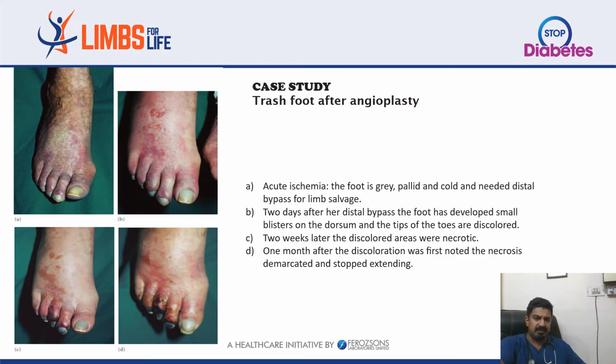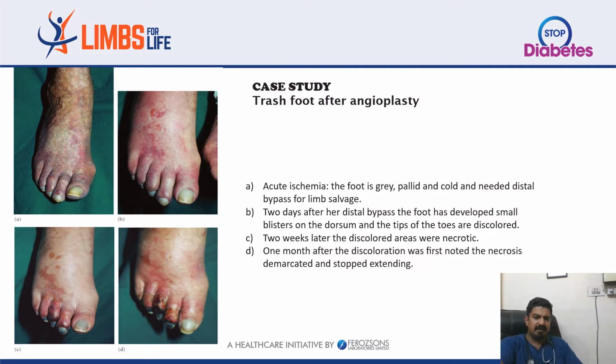This is another case study. It's about a trash foot after angioplasty. So, acute ischemia, as you can see in these diagrams, there is acute ischemia in the foot, and the foot is gray and cold, and it needs a distal bypass to save the limb.